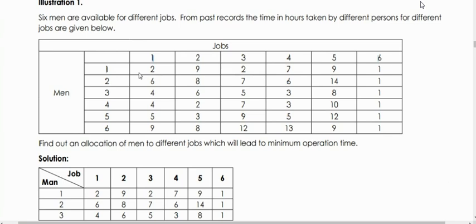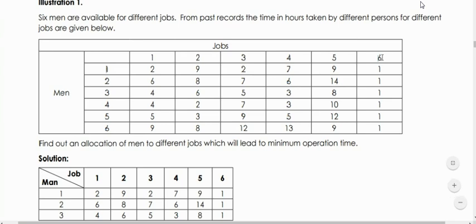A job should be allocated to that person who takes minimum time to complete that job. The time taken by the person should be minimum. So if you see here in our sixth column, the sixth man takes 1 hour to complete the sixth job. Similarly, the fifth man takes 1 hour to complete the sixth job. Every man is taking only 1 hour to complete the sixth job.